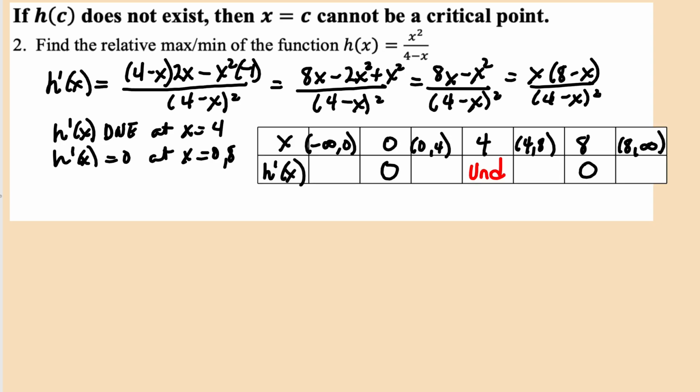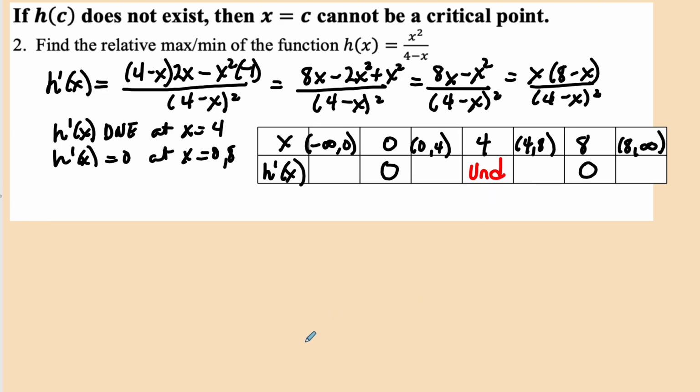I'm going to set up my chart, and the number 4 that I'm using here is actually not defined for the function. This isn't really a critical point at all because it's not even a point there. We just don't have a point there. So be careful. We're going to still put it in our chart, but understand it's not a critical point.